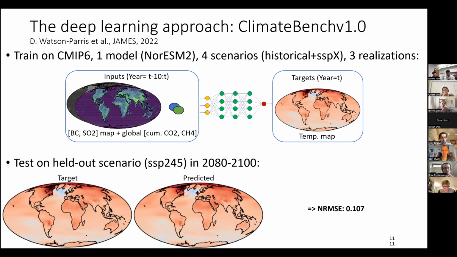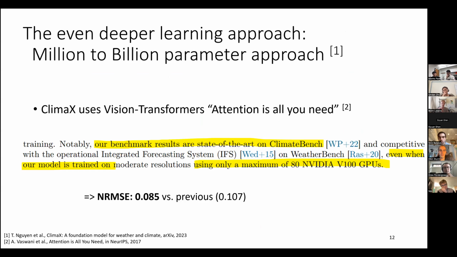And the root mean square error of that is really nicely done in the benchmark data set. We now have a single metric that can tell us which model is the best. So in this case, the model was 0.107. Then Microsoft heard of this, and they built an even deeper learning approach.